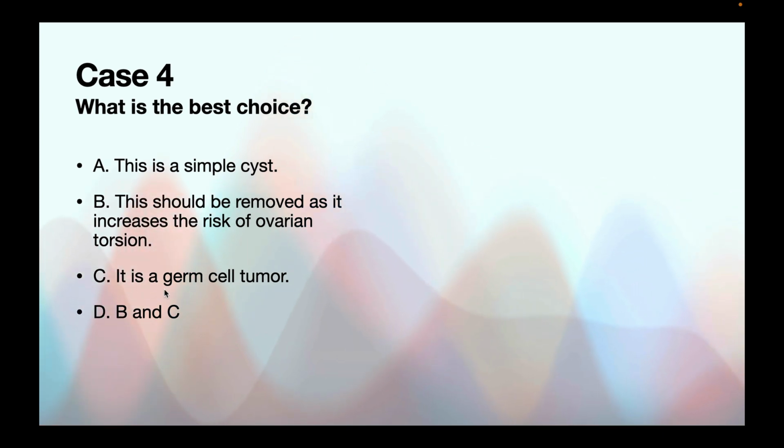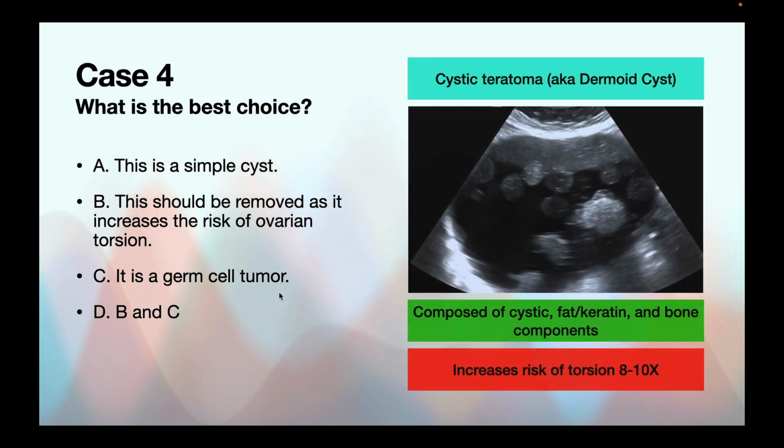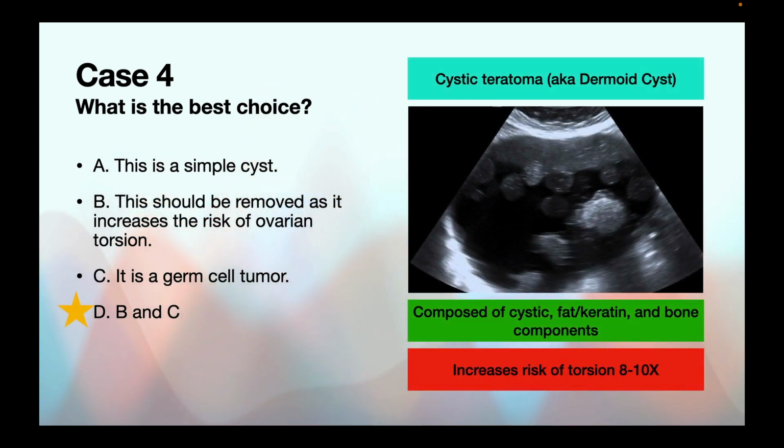And C, is it a germ cell tumor? If you chose D, you got it correctly, because this is what a cystic teratoma or dermoid cyst is. It's actually different cell types. You have the fat right here in keratin, some bone components that cause shadowing, and then some fluid components as well. And this is highly associated with torsion. It actually increases your risk of ovarian torsion by 8 to 10 times.